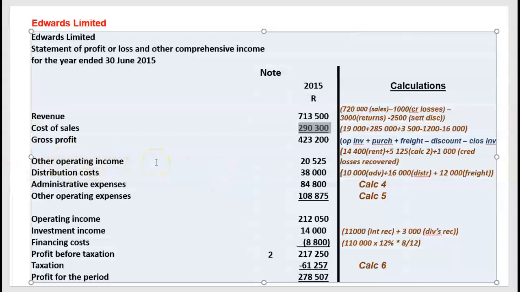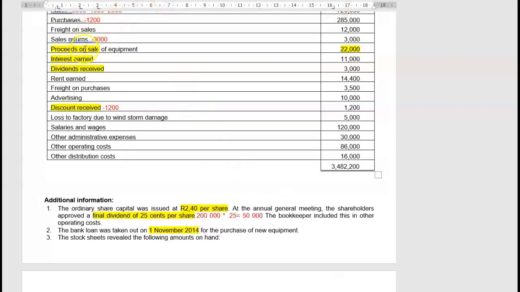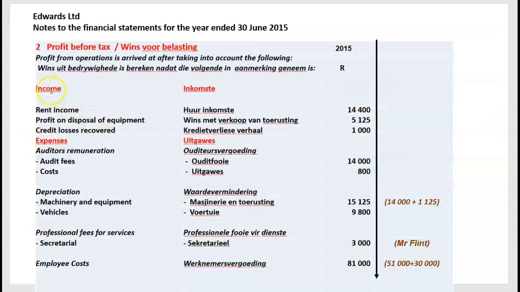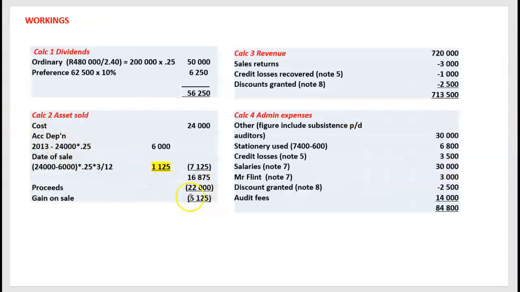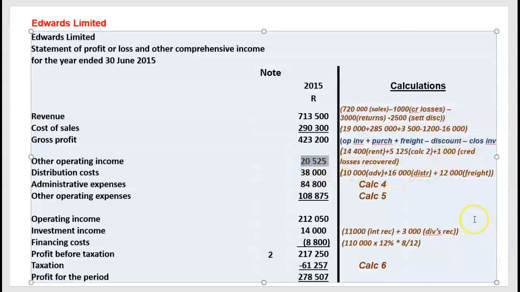Other operating income. If we go back to our trial balance, you will see that we have rent of 14,400. That is the other operating income figure, and that is also a figure that we have to disclose in our profit before tax note. So, under income, rent income 14,400, plus our profit or gain on the disposal of the asset of 5,125, plus the credit losses recovered of 1,000 rand, and that will give us total operating income here of 2525.